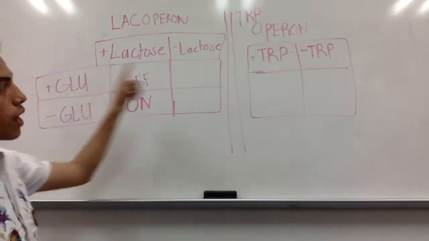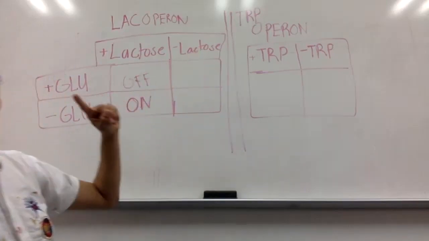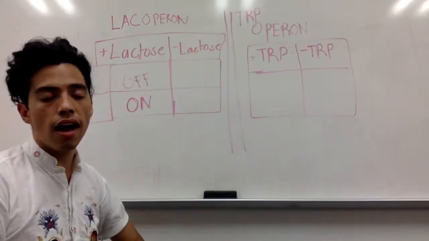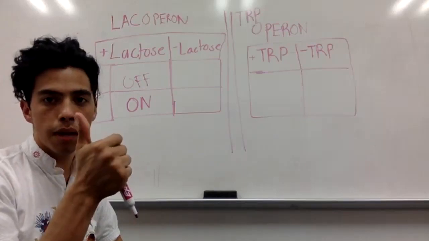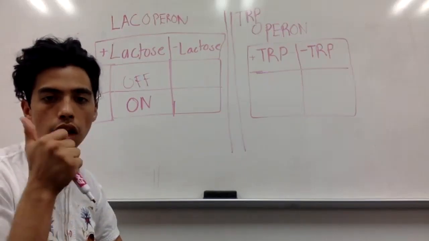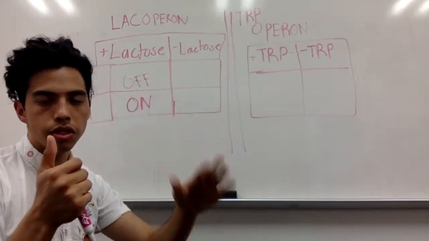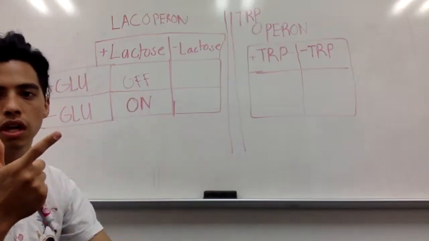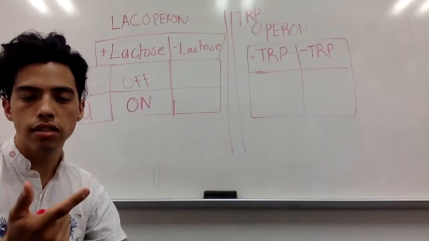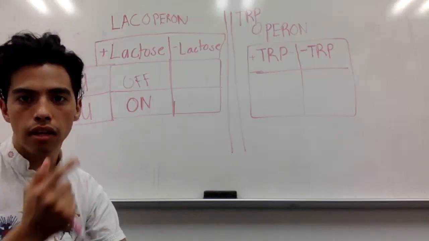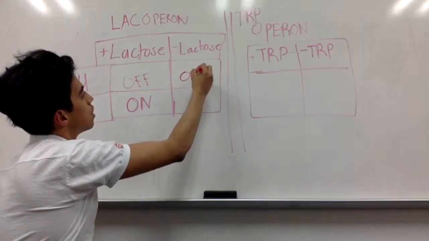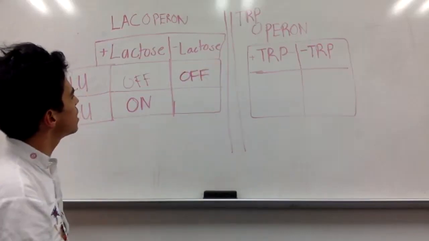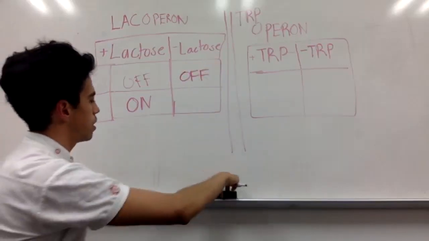Now, when we don't have lactose, but we do have glucose, that's when you have the repressor being bound to the operator, therefore no transcription, and you also have the inhibition of adenylyl cyclase, and so you don't have the CAP and the cAMP, and so that would be off. Oh, should I write that in there? I should write that in there.